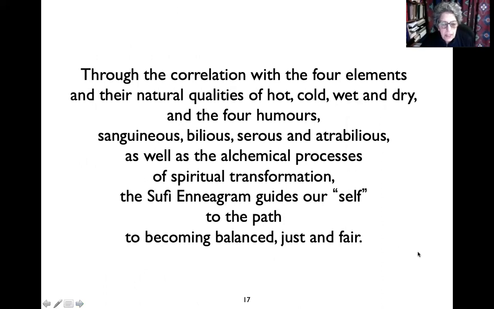So through the correlation with the four elements and their natural qualities of hot, cold, wet, and dry, and the four humors of sanguineous, bilious, serous, and atrabilious, as well as the alchemical processes of spiritual transformation, the Sufi Enneagram guides us on the path to becoming balanced, just, and fair. The sanguineous, as I said, is blood. The bilious is the yellow bile. Serous is phlegm. And atrabilious is the black bile.